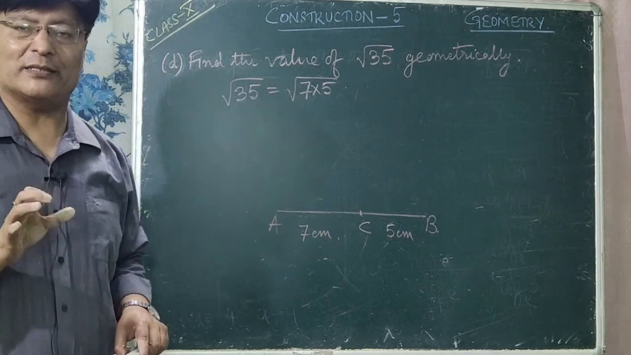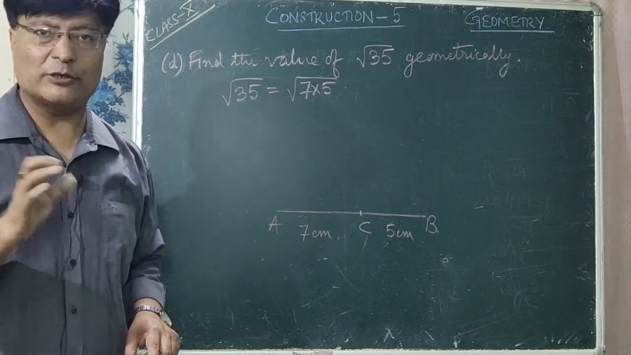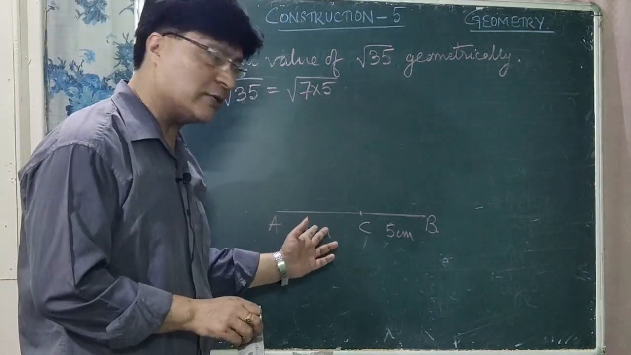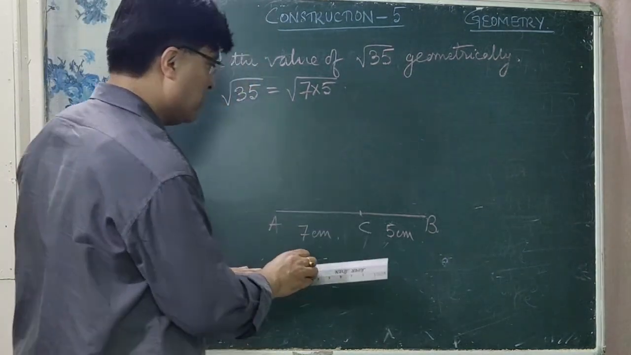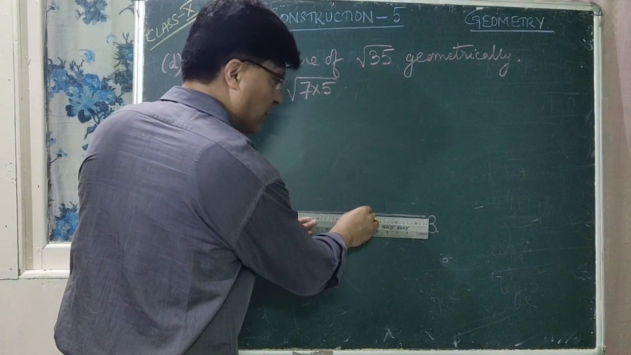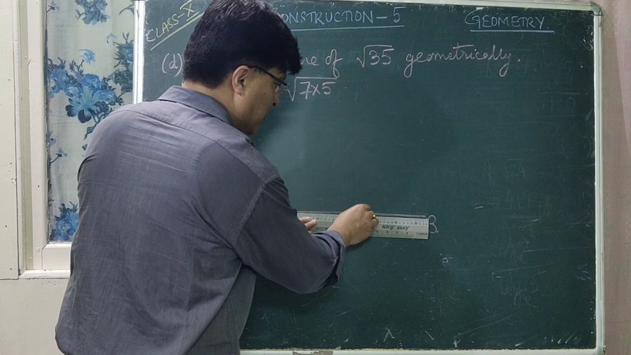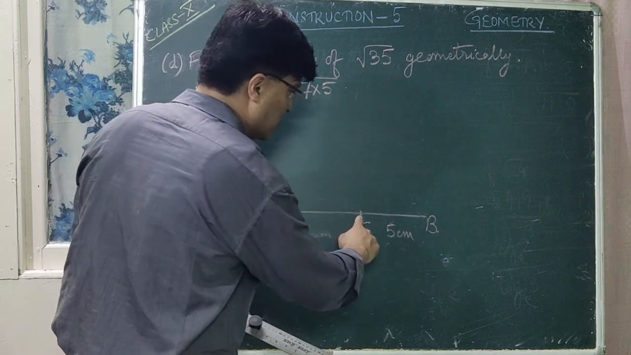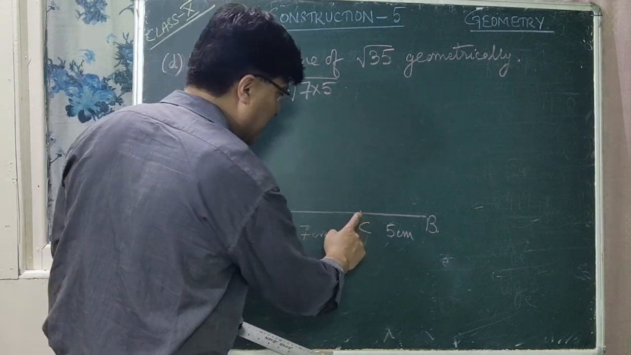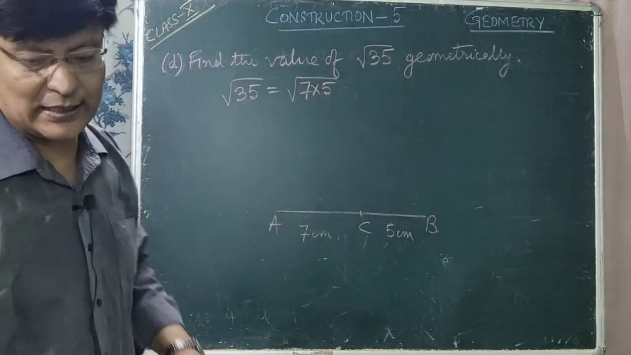So first you measure the length of 12 centimeter from 0 to 12. Then divide into two parts, that is AC is equal to 7 centimeter and CB is equal to 5 centimeter. This is your 7 centimeter, right? If this is 7 centimeter, then automatically this will be your 5 centimeter. So AC is of length 7 centimeter and CB is of length 5 centimeter.